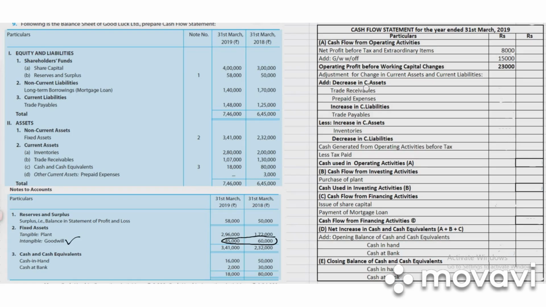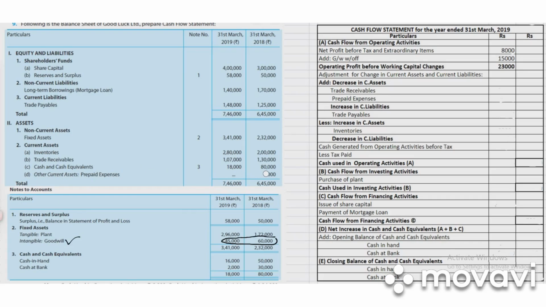So you simply pick up the current assets. So here you can see the current asset. In the current asset, we can see trade receivables. You just follow the white ball here. You can see 1,07,000, 1,30,000. That means 1,30,000 has become 1,07,000. There is a decrease. So we have to put it here. Then there is one more item, that is prepaid expense. That is also a current asset. You can see the prepaid asset here.